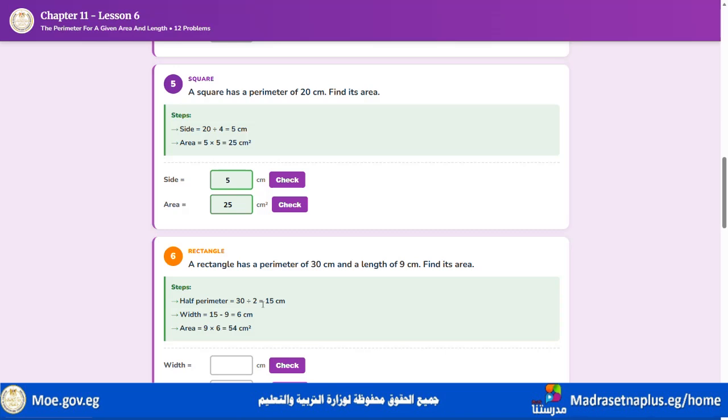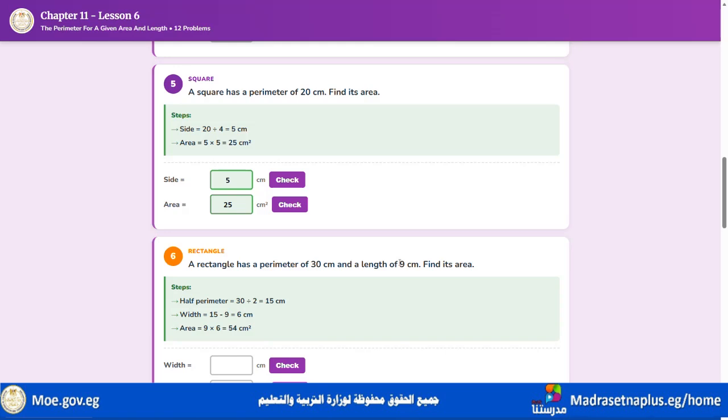So if you know the perimeter like this one, this is length and width and length and width. It means double of length and width. So length and width equals 30 divided by 2 equals 15. Length and width equals 15 centimeters. Length equals 9. So what plus 9 equals 15? Yes, it's 6. So 15 minus 9 equals 6.